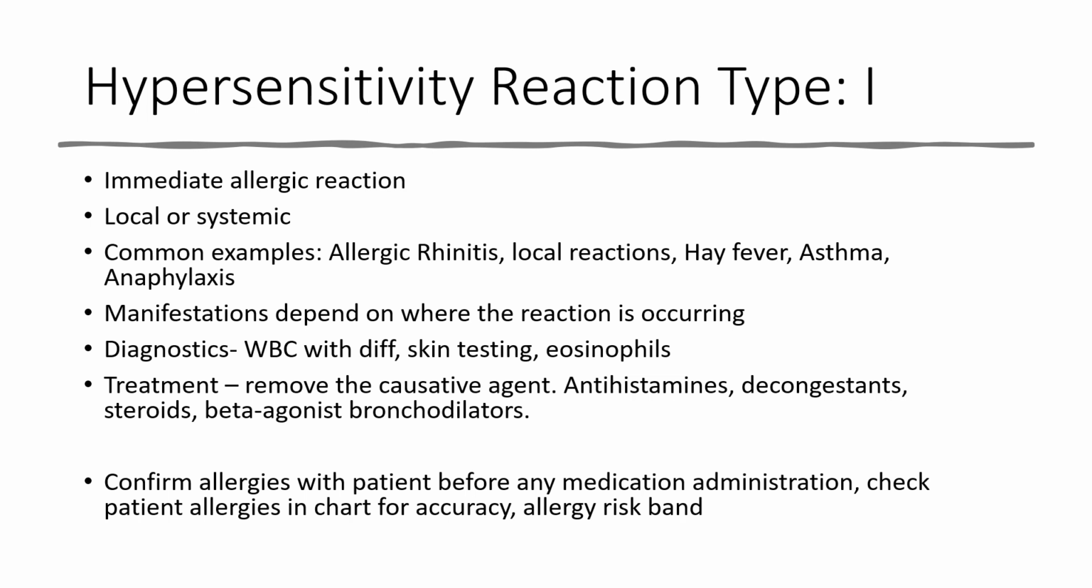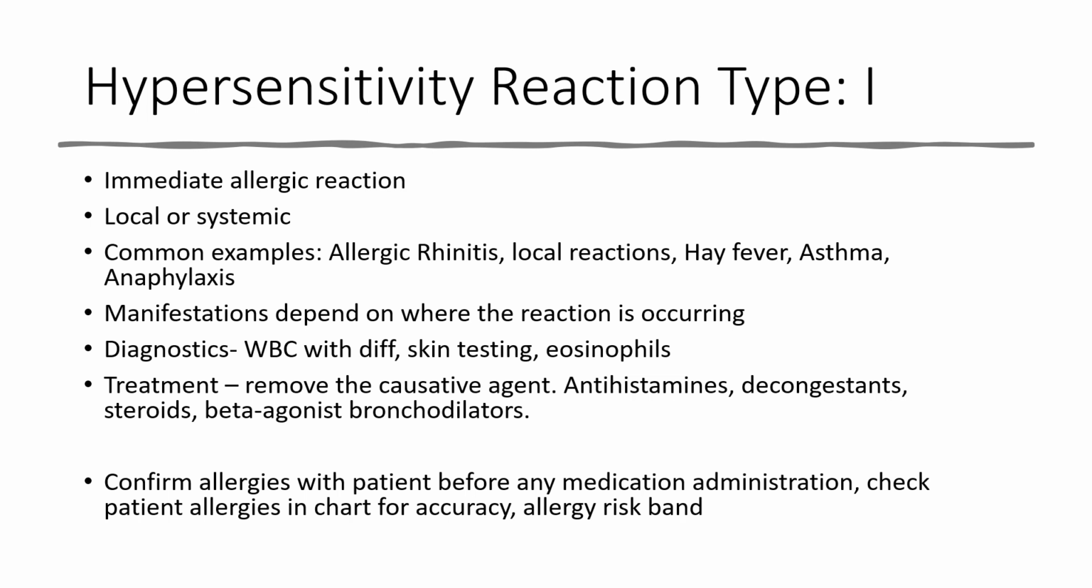So for pathophysiology, the primary mediator of type 1 hypersensitivity reactions is that immunoglobulin E, so that IgE. The first time a patient's exposed to an allergen, IgE is produced. The IgE antibodies attach to mast cells, and then the next time the patient's exposed to that specific allergen, it binds to the IgE antibodies that are attached to the mast cells.